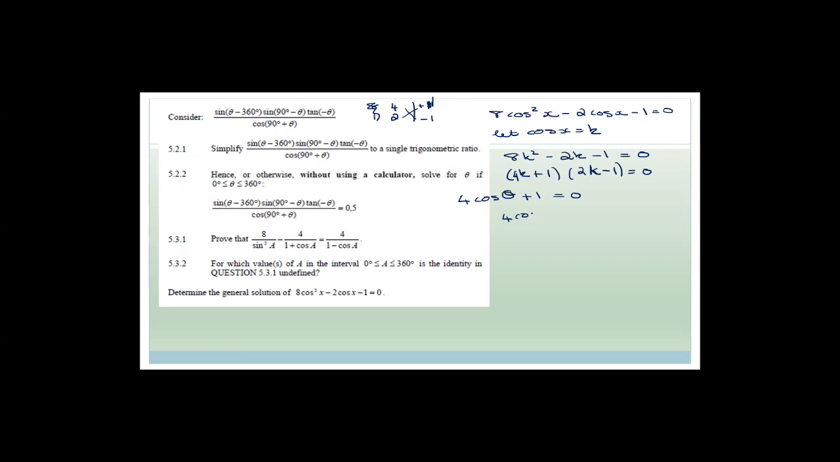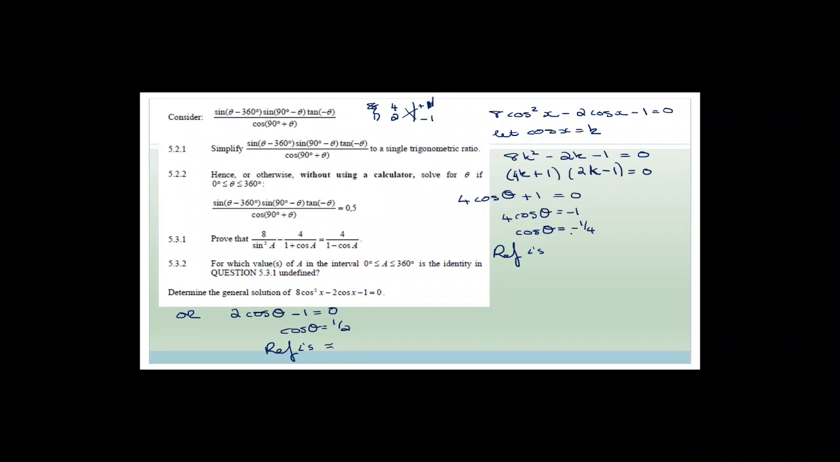Therefore 4 cos theta is equal to negative 1. Therefore cos theta is equal to negative 1/4. Okay, I'm going to do the other one down here. Or 2 cos theta minus 1 is equal to 0. Therefore, cos theta is equal to 1/2. Now, remember that we use these to find the reference angle, so we don't care about whether they are positive or negative. We just want to find the reference angles, okay?